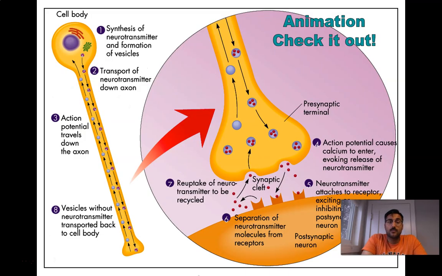Okay, so I really like this picture. Let's just discuss what's happening here. Remember, if we start at step number one, the neurotransmitter is synthesized in the cell body, it's transported down the axon, and it hangs out in vesicles near the presynaptic portion. So now I'm going to zoom in over here.